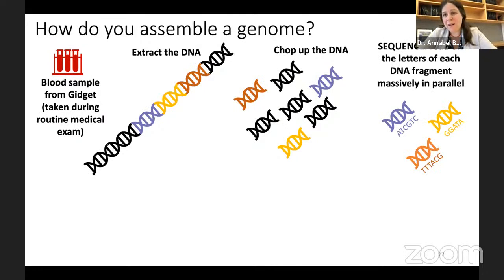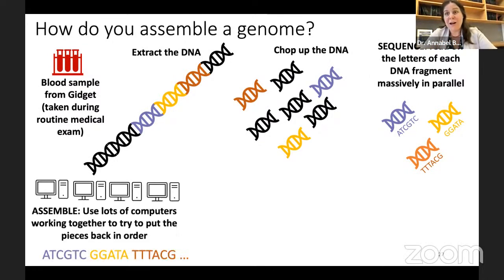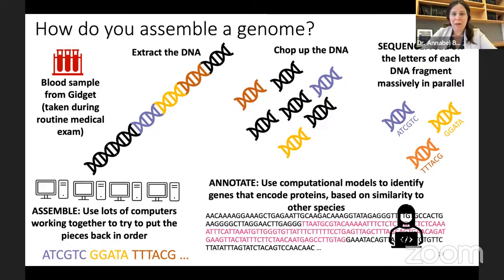We then throw it on a sequencing machine that sequences each of those chunks, reads all those letters many, many, many times over. And then it's the job of a bunch of computers all linked together, working in parallel to try to put Humpty Dumpty back together again, take all those pieces of DNA and get them back in the right order so that we can actually get the sequence of Gidget's genome. And this is a huge computational effort.